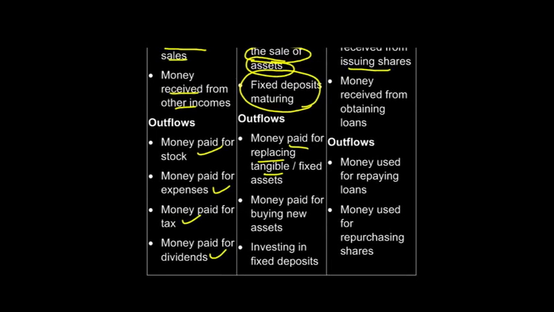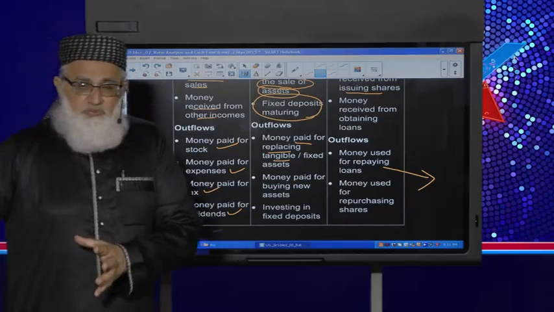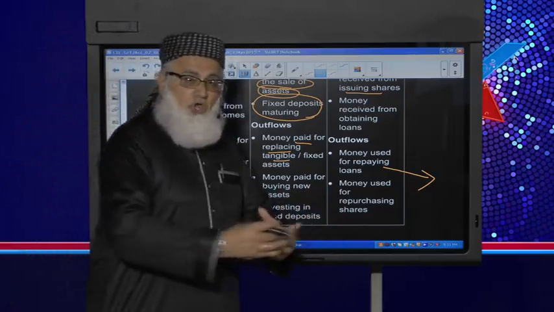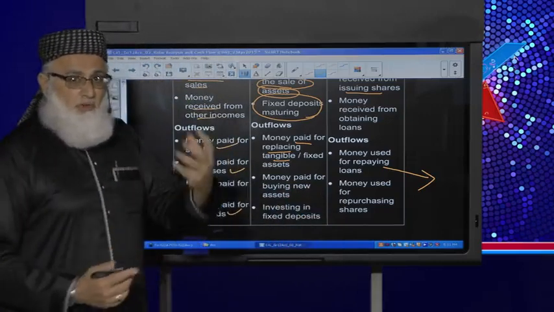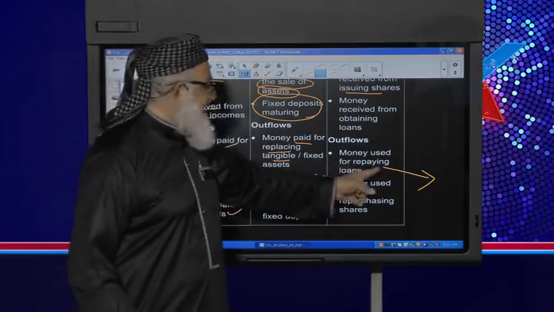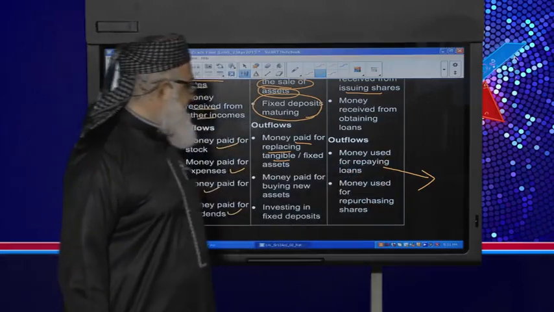Watch, when I repay my loan, it means that there is an outflow of funds. The money from your bank account is being used to repay your loan. Your loan is decreasing in value. Your bank account is decreasing, indicating an outflow of funds.